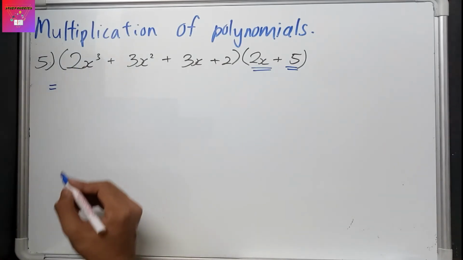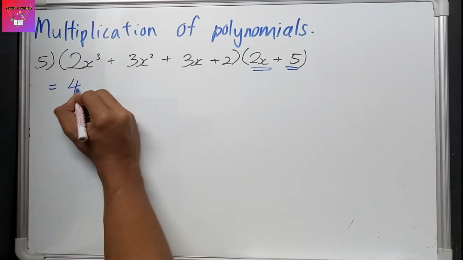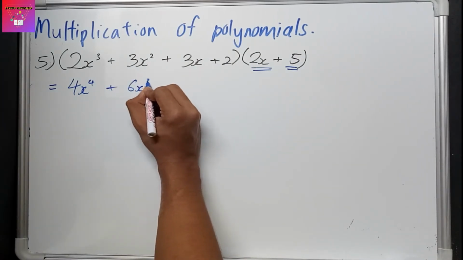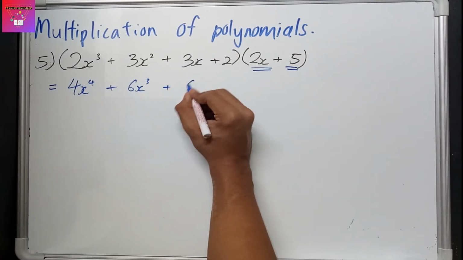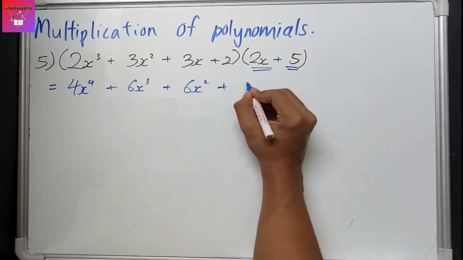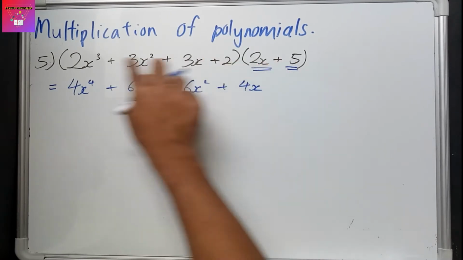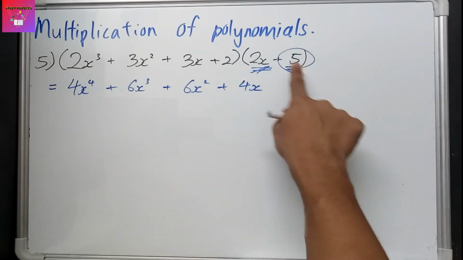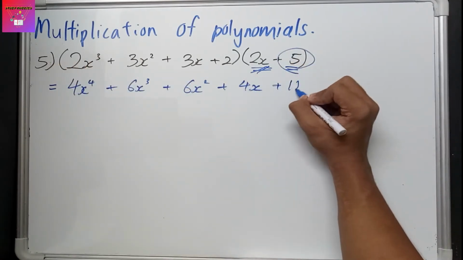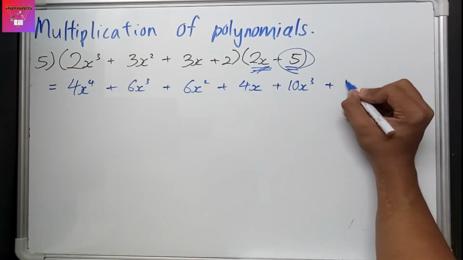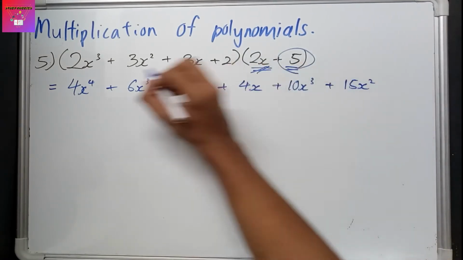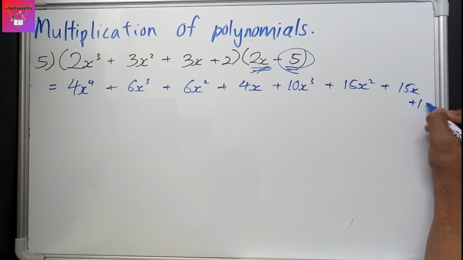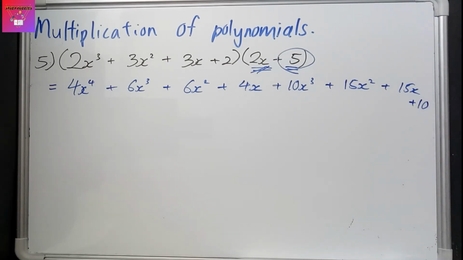2x times 2x cubed, we get 4x to the power of 4, plus 2x times 3x squared, we get 6x cubed, plus 2x times 3x, we get 6x squared, and for this we get 4x. Since we have multiplied the first part, now we move on to the second part. 5 times 2x cubed, we get 10x cubed, plus 5 times 3x squared, 15x squared, plus 15x, plus 10. Sorry, I don't have enough space over there.